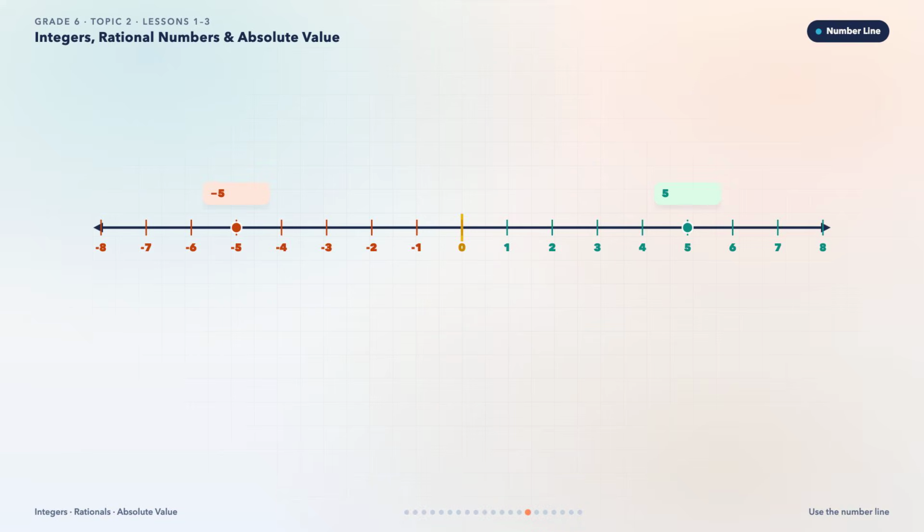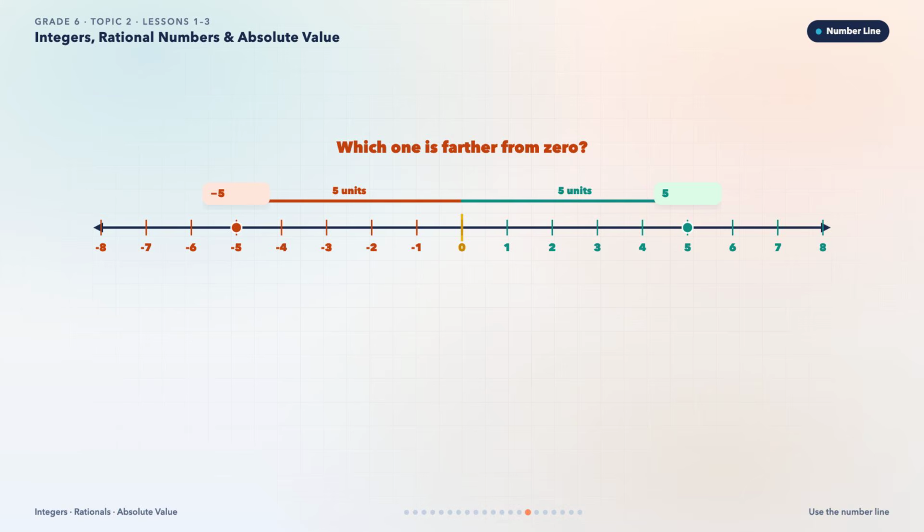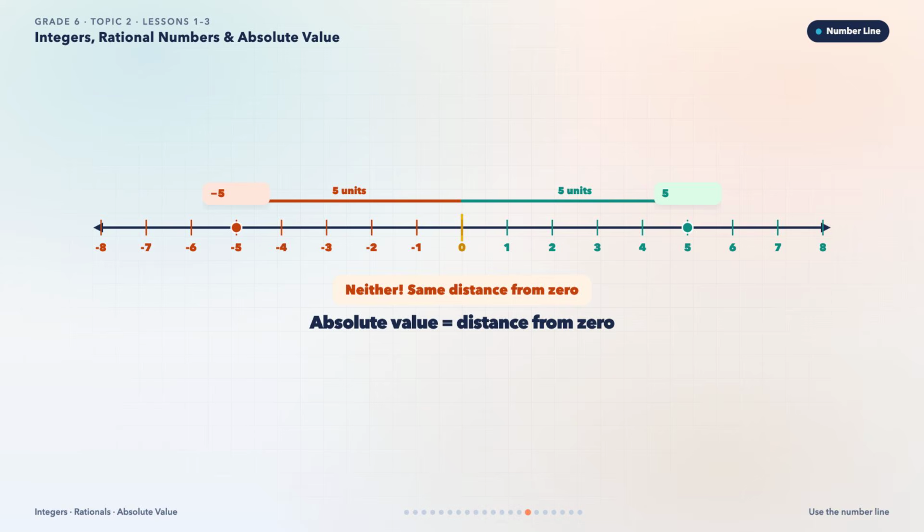Look at negative 5 and 5. Which one is farther from 0? Watch the measuring arrows. Both measure 5 units. Neither. They are the same distance from 0. Absolute value means distance from 0. The absolute value of negative 5 equals 5. The absolute value of 5 equals 5. Absolute value tells us how far a number is from 0.